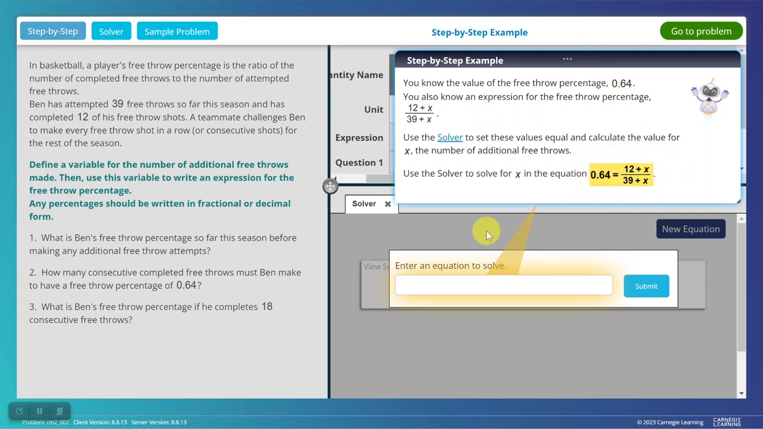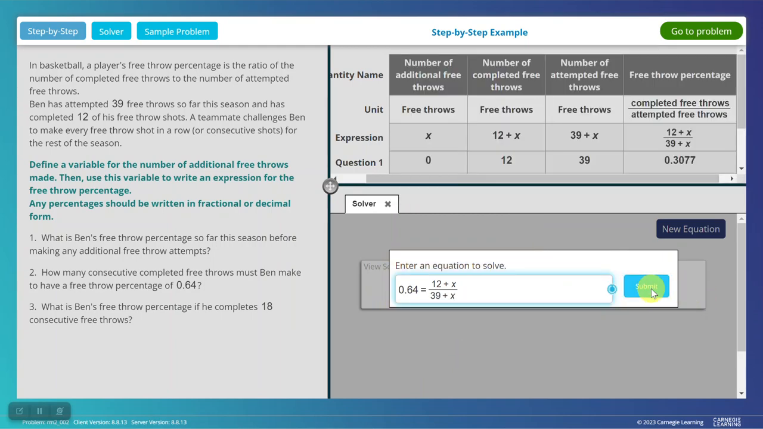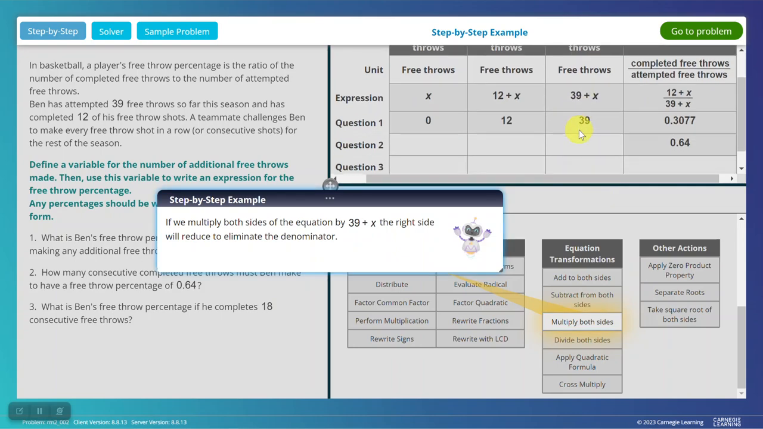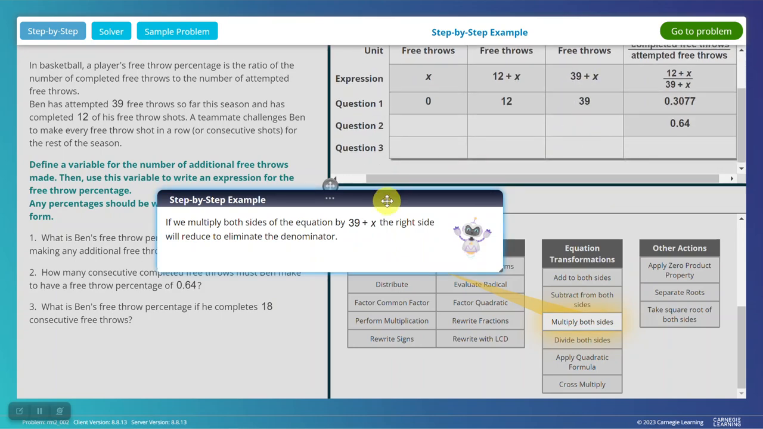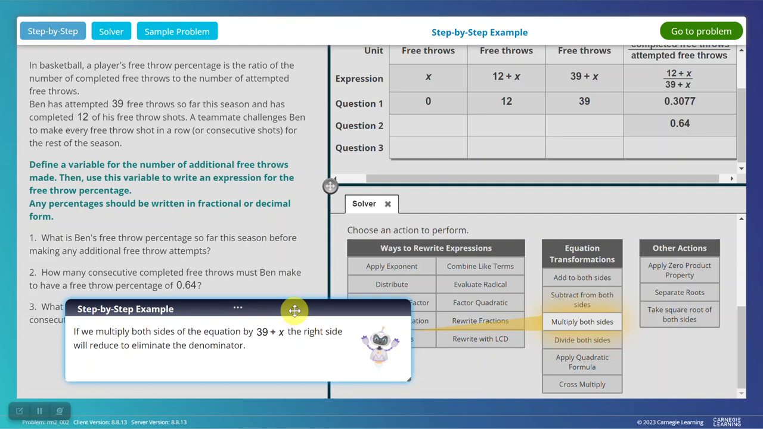Use the solver to set these values equal and calculate the value of x, the number of additional free throws. Okay, so enter the equation. 0.64 equals 12 plus x divided by 39 plus x. And they solved it for us, it looks like. Oh, wait, no. Just kidding. All right. We have to do the solver part.